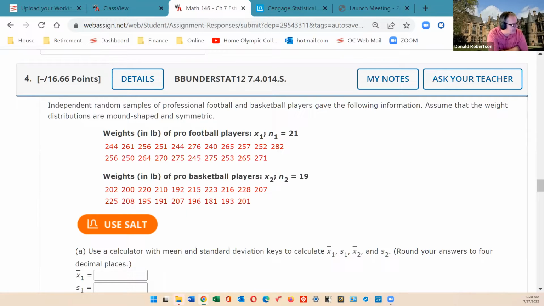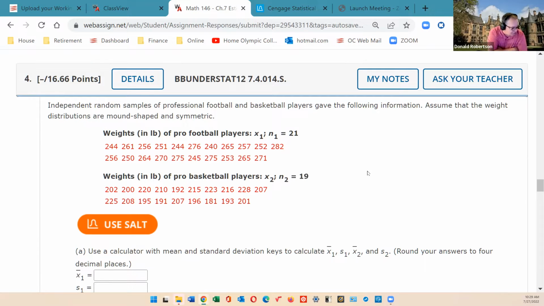Independent random sample. Oh, good, they're picking the football players. An independent random sample of professional football and basketball players gave the following information. Assume that the weight distributions are mound shape and symmetric. Okay. Didn't need that, but it's nice. I wonder if they're mentioning that because they're trying to say, hey, it's probably equal variance. I think that might be code for equal variance. I'll find out. Now, if you look at 21 football players, here is their weight. And if you look at 19 basketball players, here is their weight.